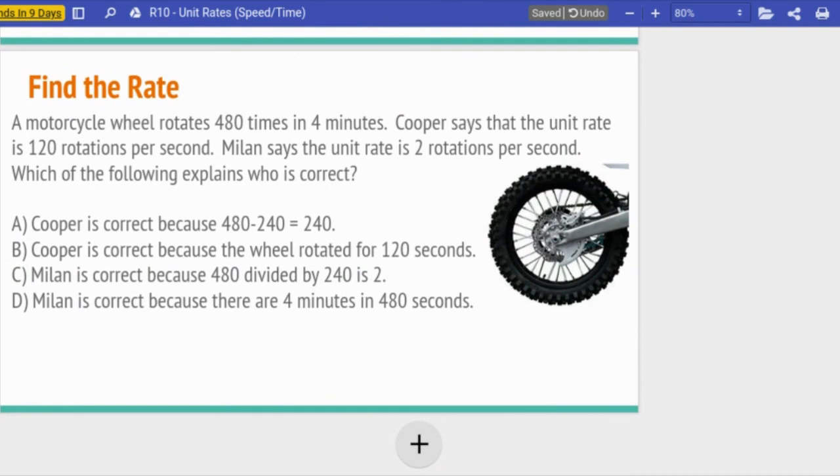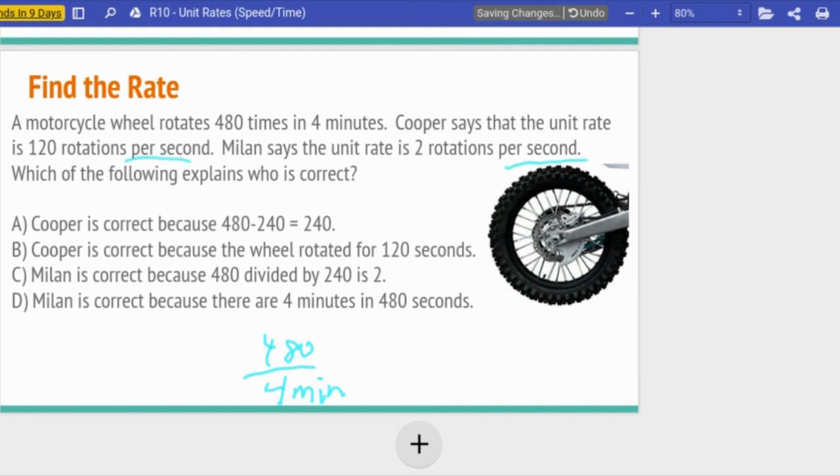A motorcycle wheel rotates 480 times in 4 minutes. Cooper says that the unit rate is 120 rotations per second. Milan says the unit rate is 2 rotations per second. Which of the following explains who is correct? All right, so if I were finding the rotations per second, I would do 480 rotations in 4 minutes. And that is minutes, not seconds. So that is where it gets a little bit tricky, because these guys are both giving it in per second.